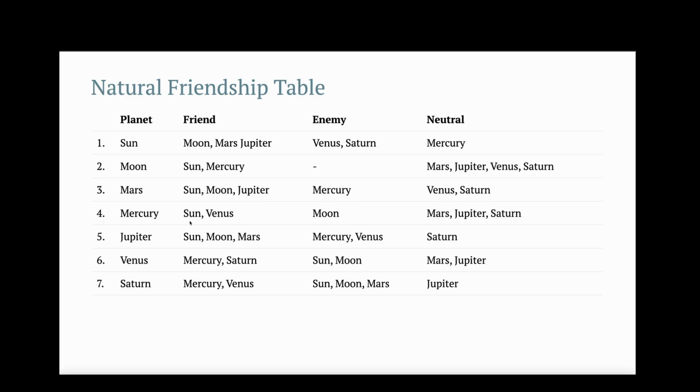For Mercury, Sun and Venus are friends, Moon is an enemy, and Mars, Jupiter, Saturn are neutral. For Jupiter, Sun, Moon, Mars are friends, Mercury and Venus are enemies, Saturn is neutral. For Venus, Mercury and Saturn are friends, Sun and Moon are enemies, Mars and Jupiter are neutral. And for Saturn, Mercury and Venus are friends, Sun, Moon, Mars are enemies, and Jupiter is neutral. So this is the natural friendship of the planets.